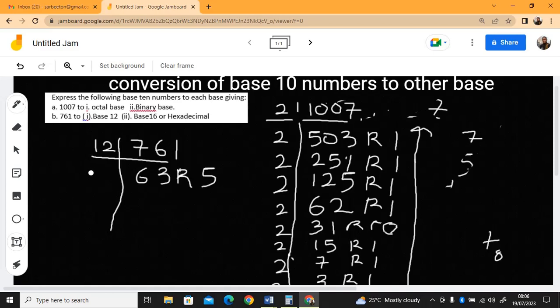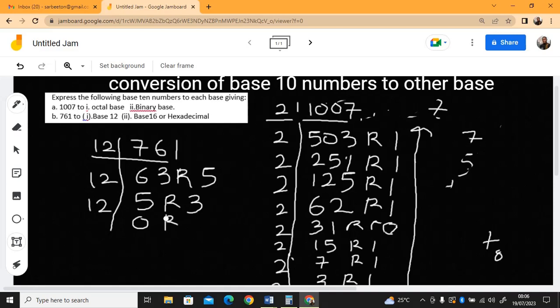So you can use 12 again to divide. 12 goes into 63. 63 divided by 12, we'll get 5. 12 times 5 is 60. So remainder 3. So you use 12 again. I know that 12 is bigger than this 5, so 12 goes into 5 zero times. You write 0.